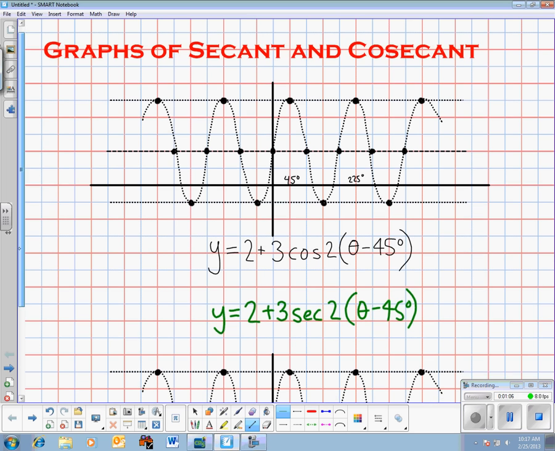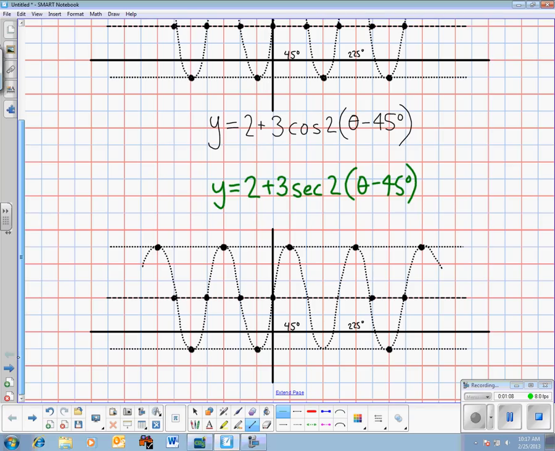Now let's assume that you are given this question. So let's talk about the relationship between cosine and secant. You should know that secant is 1 over cosine. So if we have all of these values graphed for cosine, 1 over them should be the value of the secant at that point.